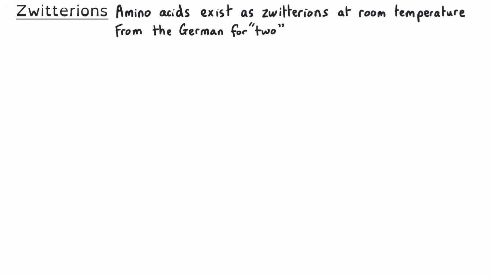Amino acids exist as Zwitterions at room temperature, and this term comes from the German word for two, which is zwei. And so we're saying that the amino acid is literally a double ion. But it isn't just any two charged atoms within the molecule, as you'll see when we look at some examples.